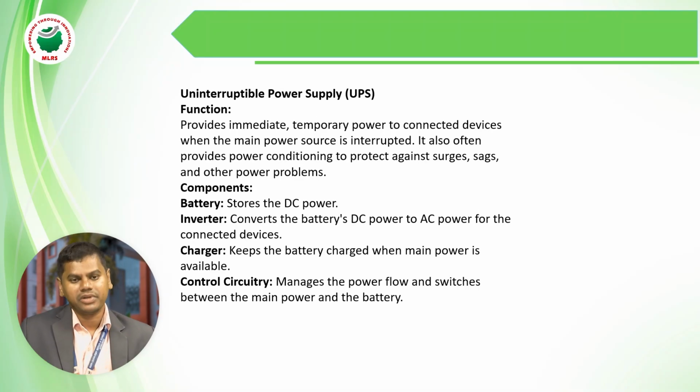UPS, uninterruptible power supply. So what is the function? Suppose in our home, when the main power supply fails, then we can use that UPS, uninterruptible power supply. So the UPS is nothing but DC to AC. Suppose AC to DC is nothing but rectifier. So UPS is simply called an inverter. So inverter is nothing but DC to AC. Suppose AC to DC is nothing but rectifier.